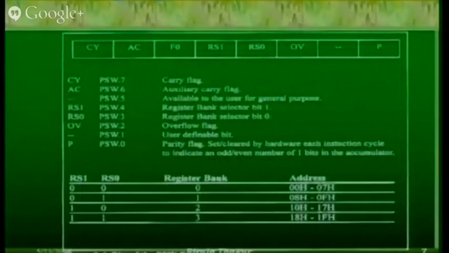In case both of them are 0, PSW.3 and PSW.4, which is RS0 and RS1, then register bank 0 is chosen. In case 0 1, register bank 1, 1 0 2, 1 1 3. ठीक है, तो अभी आप इतना याद रख लीजिए. कैसे करेंगे हम इनको सेट या रीसेट, वो भी प्रोग्रामिंग वाली क्लास में मैं आपको बताऊंगी.